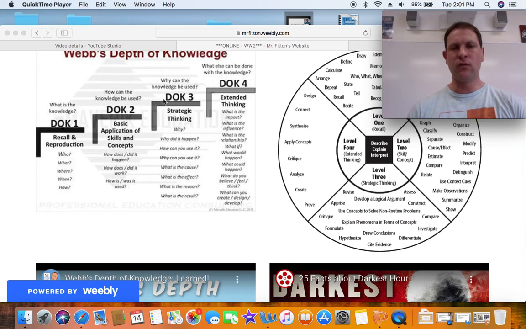So let's look at Webb's depth of knowledge level 3. How can knowledge be used? So these are questions like, why did something happen? How can you use it? Why can you use it? What is the cause? What is the effect? What is the reason? What is the result? So it might be, what is the result of using humor in The Darkest Hour? What were the results of Gary Oldman's acting on you? How effective were Churchill's speeches?